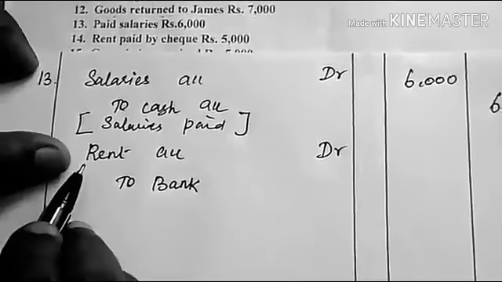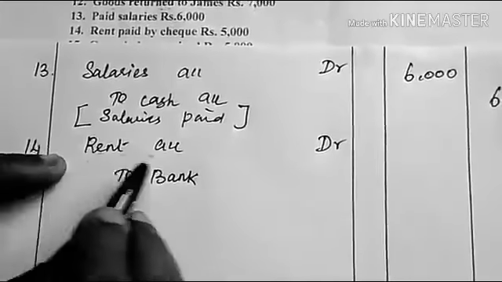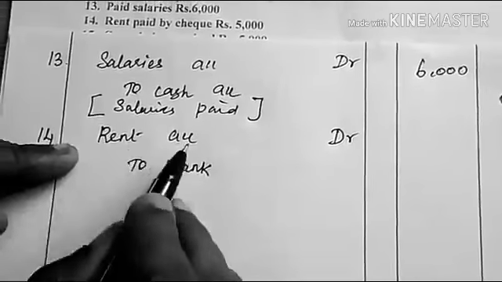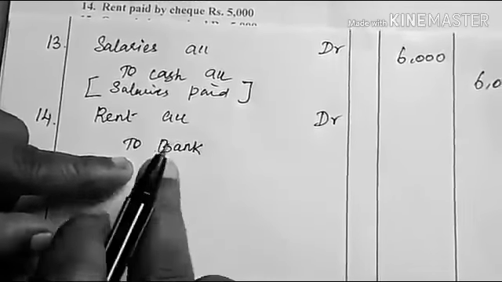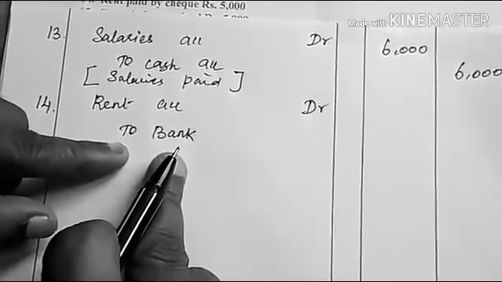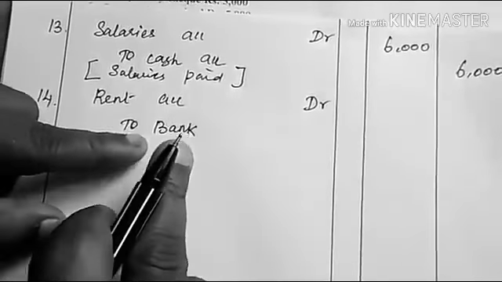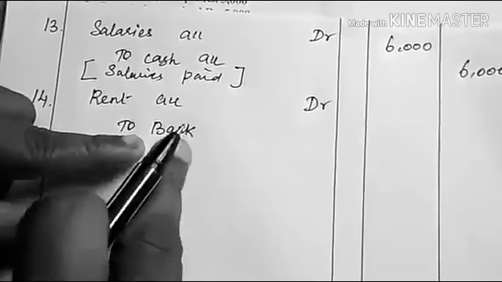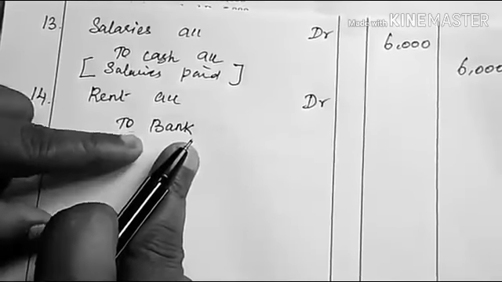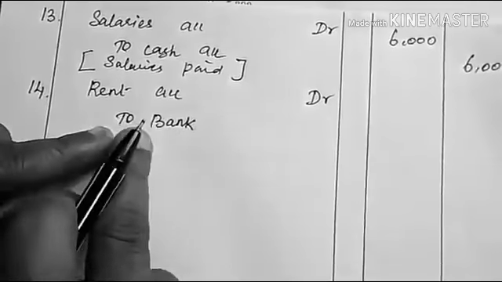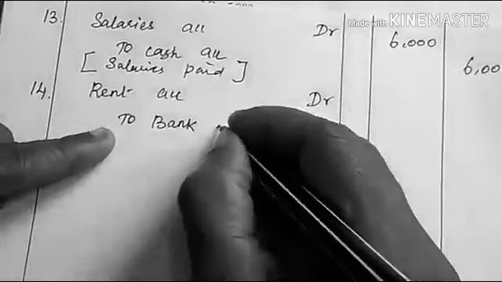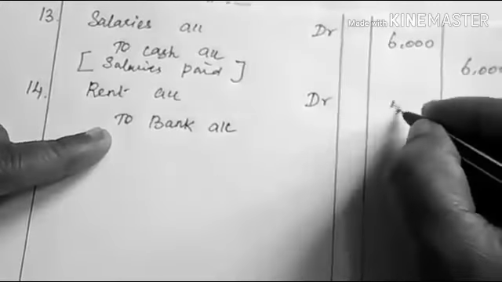Rent is an expense, no? Nominal account rule is debit all expense. So rent is an expense, no? So debit side. Bank is an artificial person. So personal account rule is debit the receiver, credit the giver. On behalf of the company, banker making payment to the landlord. So rent account debit to bank. Banker is a giver according to this transaction. How much? 5,000.